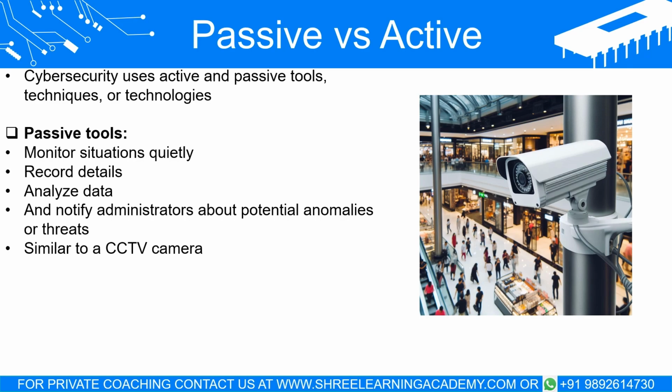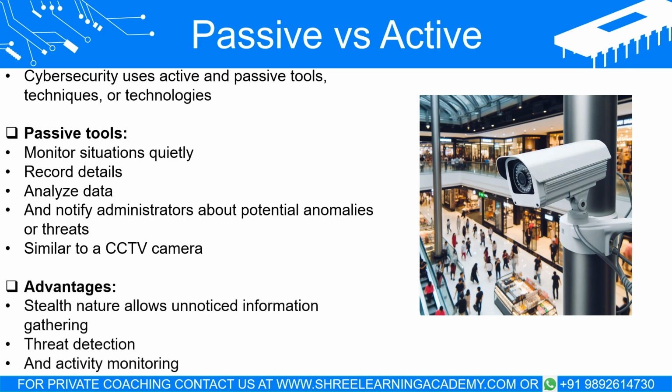Picture a CCTV camera installed in a mall. It continuously records everything that occurs in its field of view but doesn't interact with or affect the people it's observing. Similarly, passive cybersecurity tools can monitor network traffic, checking for unusual patterns or suspicious activities.